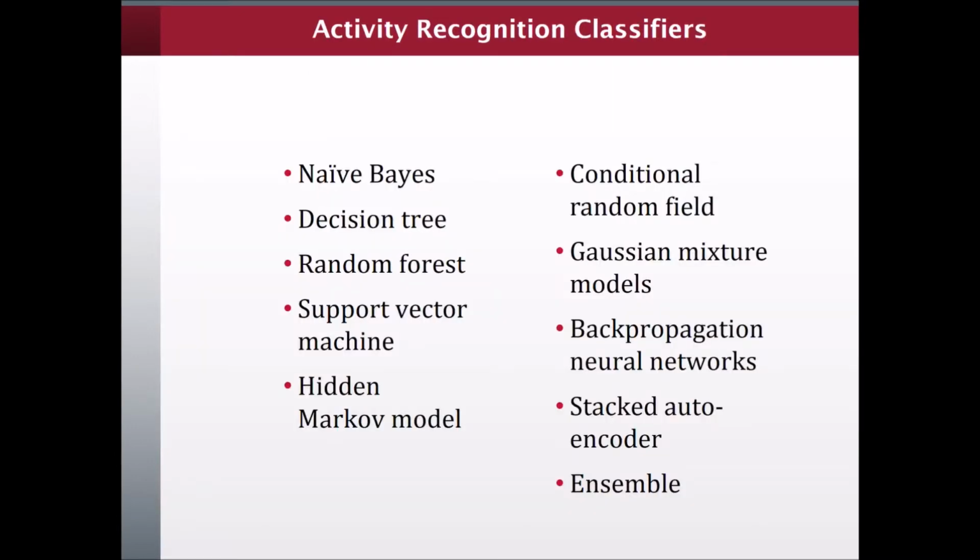In the literature, there are many classifiers that have been used for activity recognition, and most of these classifiers are also available as Python libraries. These include naive Bayes, decision tree or a forest of decision trees, a support vector machine, probabilistic graph models like hidden Markov models and conditional random fields, Gaussian mixture models, neural networks, stacked autoencoders, or ensembles of classifiers.